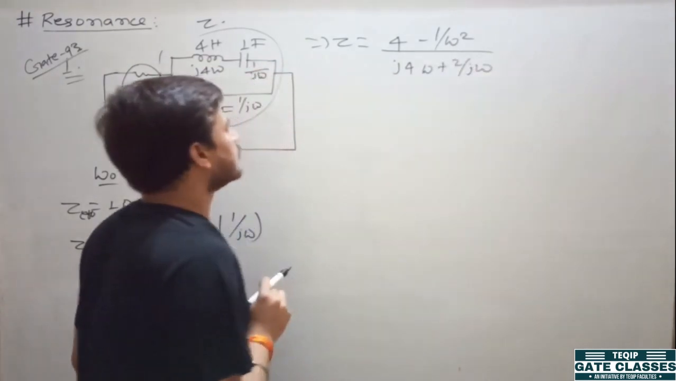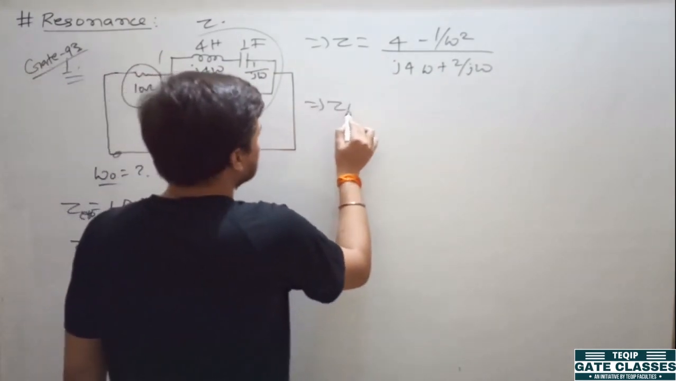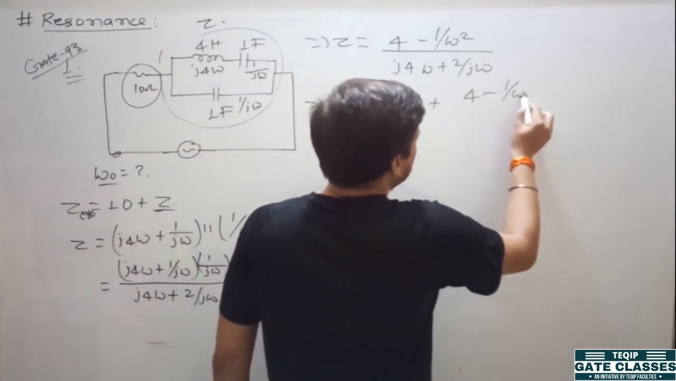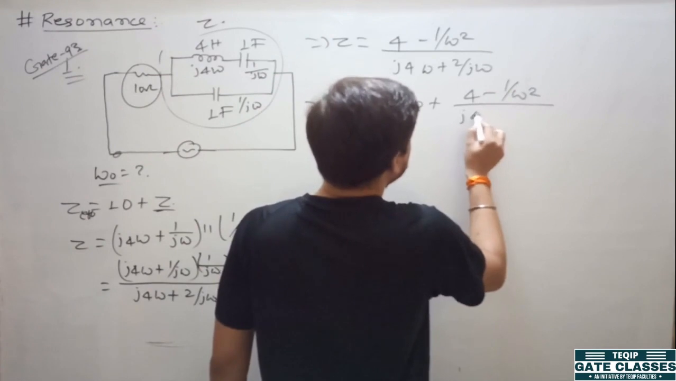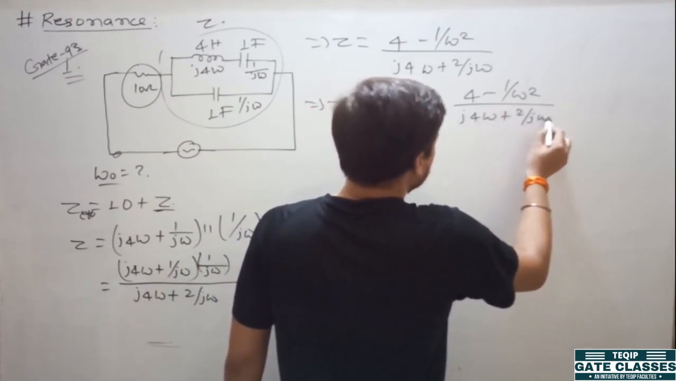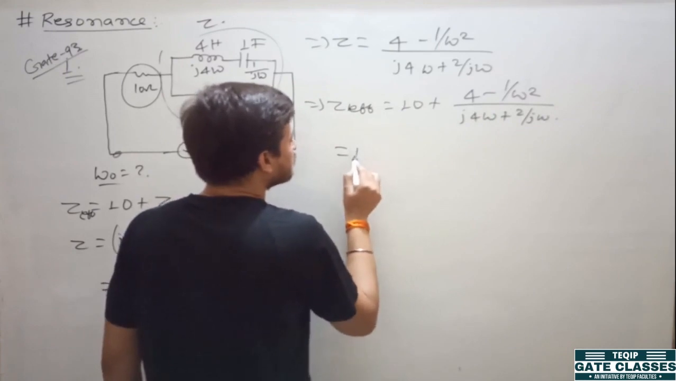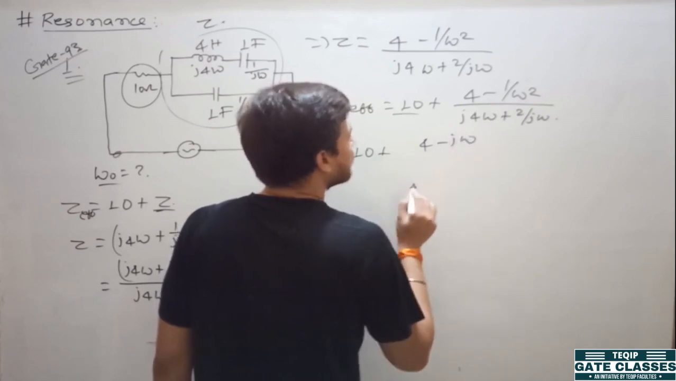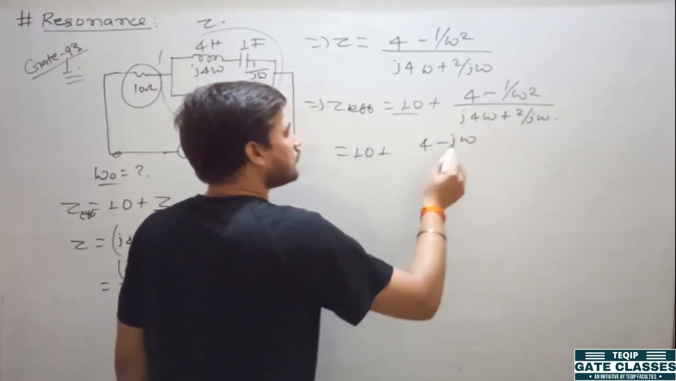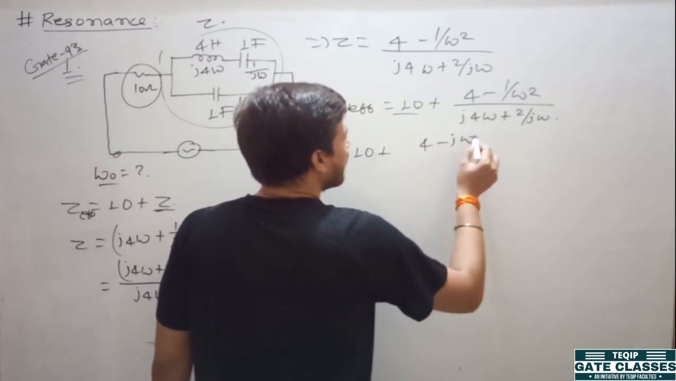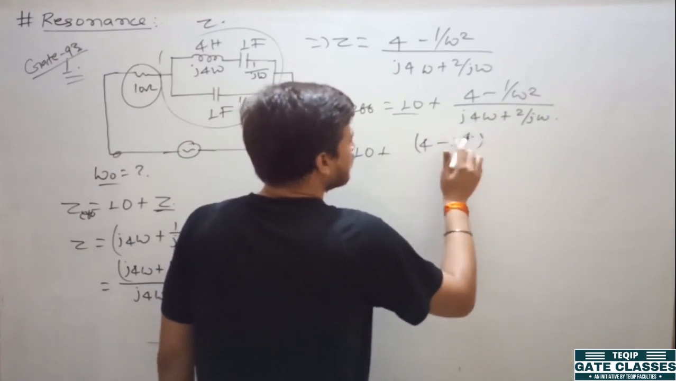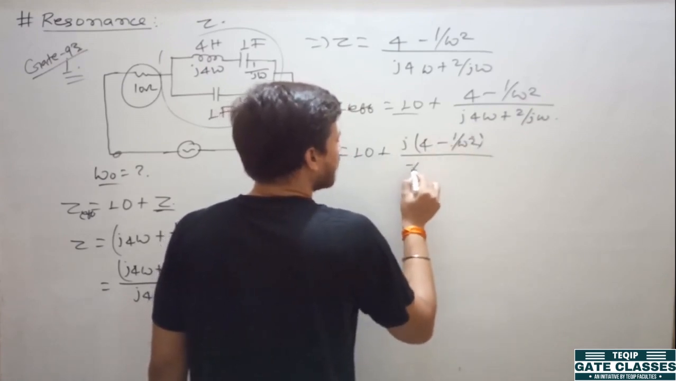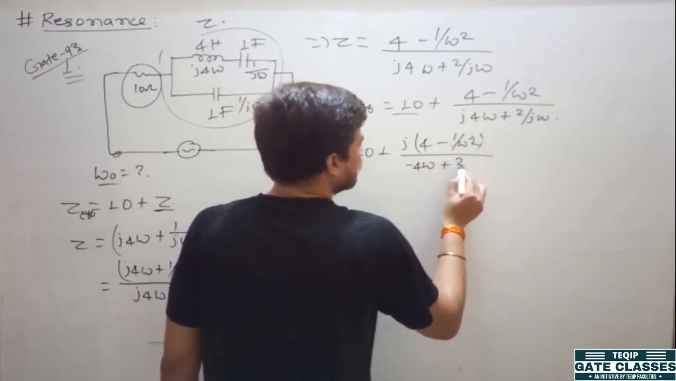This is Z. So now Z effective will be equal to 10 plus Z, so 10 plus (4 minus 1 upon omega squared) divided by (j4 omega plus 2 upon j omega). Now you have to separate the real terms and imaginary terms. First one is the real term, plus 4 minus j omega. Now you can take j as common. If you multiply the numerator and denominator by j, here it will be minus 4 omega plus 2 upon omega.